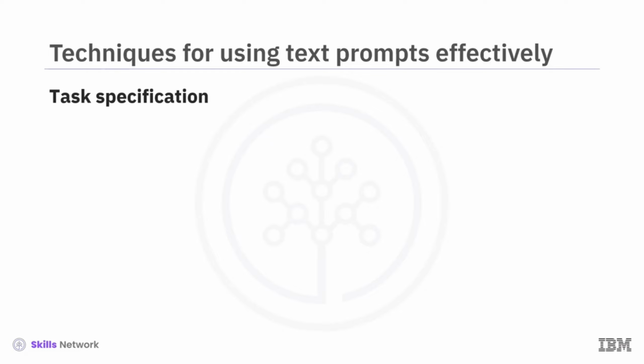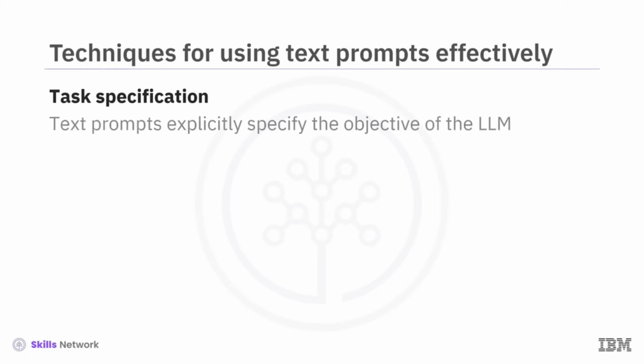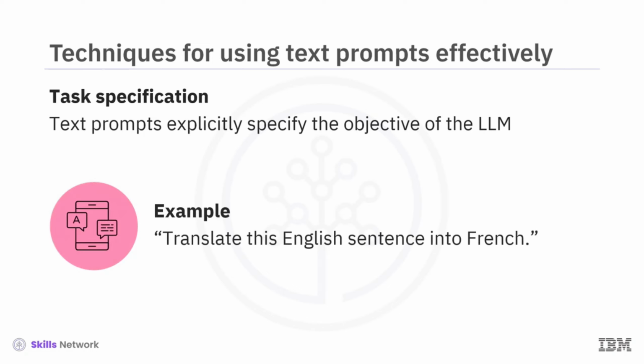Let's begin by exploring the task specification technique. Text prompts should explicitly specify the objective to the LLM to increase accurate responses. For example, the prompt "translate this English sentence into French" is a clear directive for achieving the task.